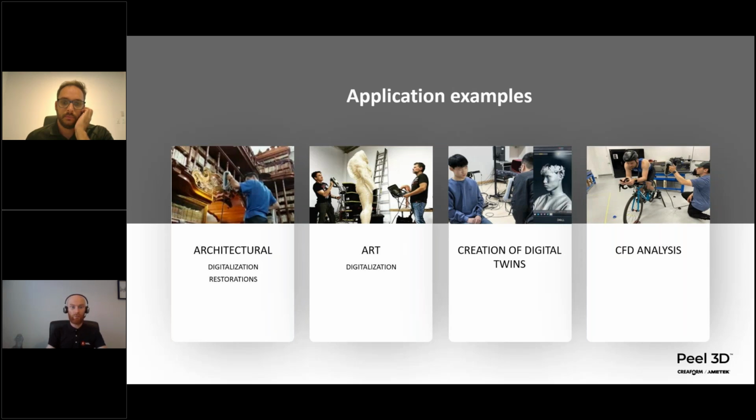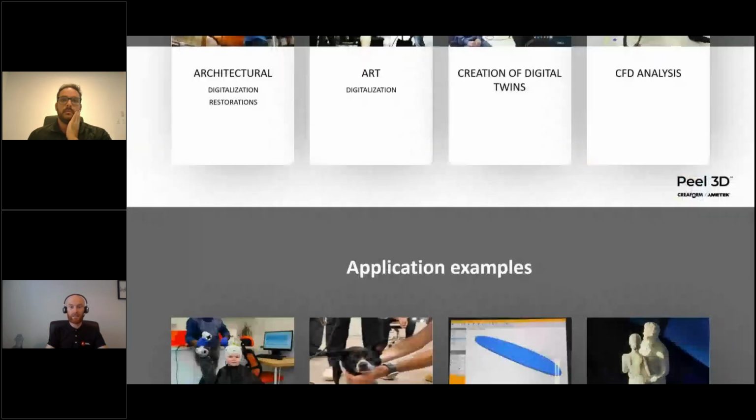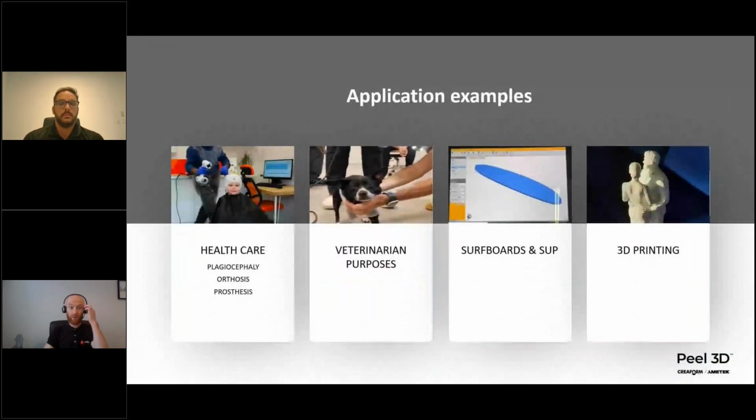So for aerodynamics, wind tunnel, creating scans, bringing those scans into some CFD software. Healthcare, so orthotics, prosthetics, scanning of patients and creating bespoke products for them, whether that's through 3D printing or another way. Similar for veterinary purposes, so scanning animals and creating bespoke orthotics or prosthetics for animals.